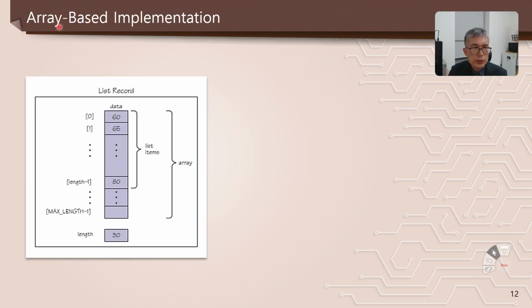So this shows array-based implementation. Okay, so we have an array. In the C language case, the array's first index is 0, second one is 1, up to max length minus 1. Okay, so this is a list item, this is an array.